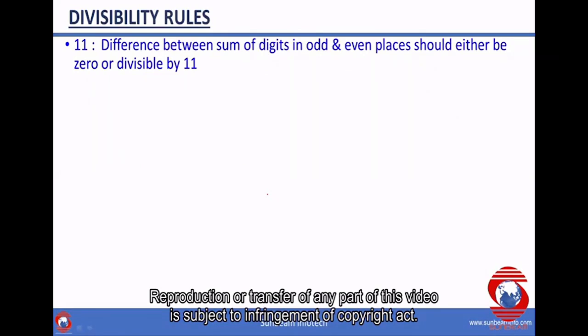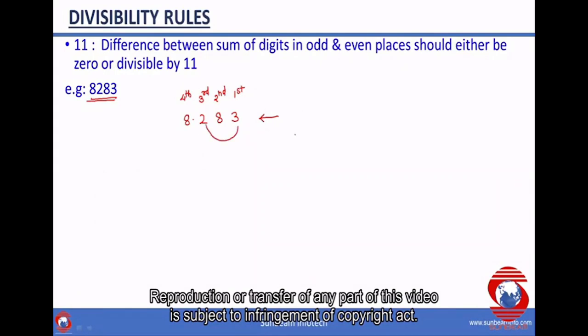Right? तो यहाँ पे क्या होगा? The difference between the sum of the digits in odd and even places should be either 0 or divisible by 11. So let's do it through this example. Can I add this? 8, 2, 8, 3, right? Now students, yahan se I will start from this side. That is, let's say this is the first place, this is the second place, this is the third place, this is the fourth place, right? So let's say these are the odd places.